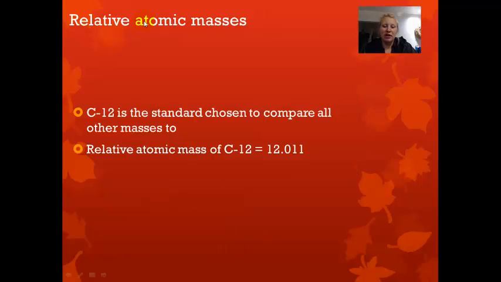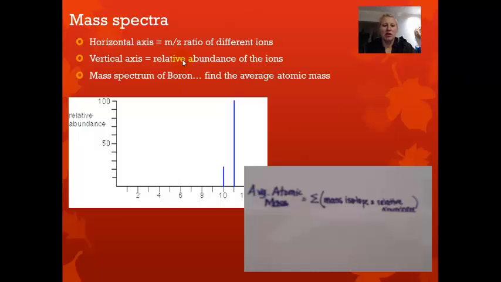So remember that the relative atomic mass is always compared to carbon-12, and the relative atomic mass of carbon-12 is 12.011 AMU. So here's an example of a mass spectra, and on the horizontal axis you can see the mass to charge ratio, and the vertical axis always shows you the relative abundance of the ions.